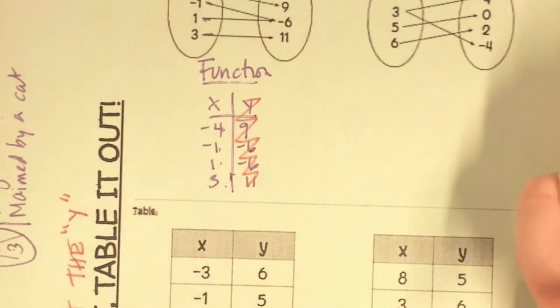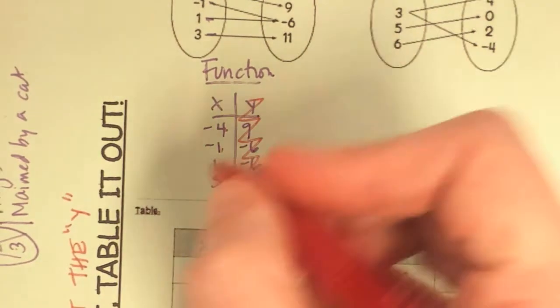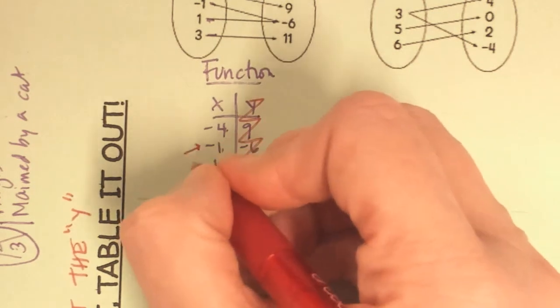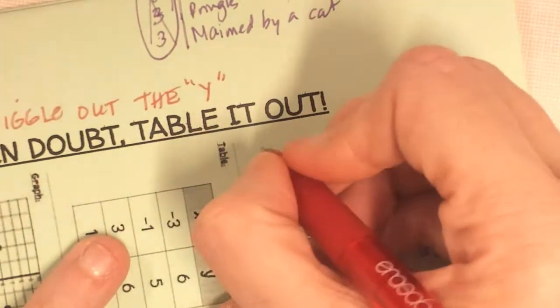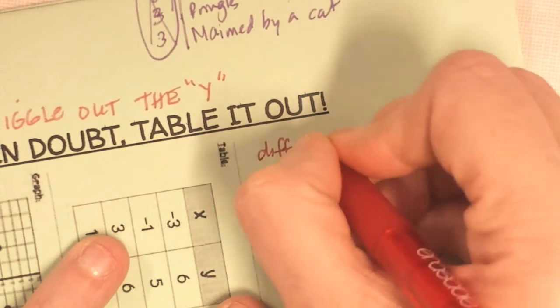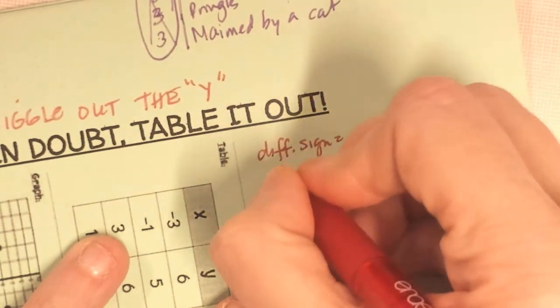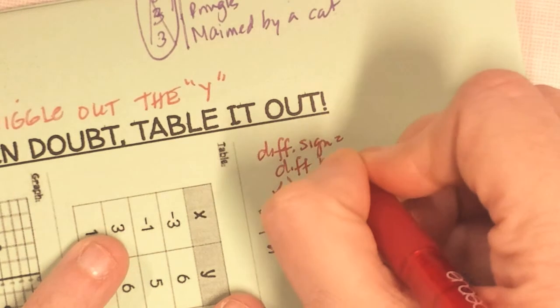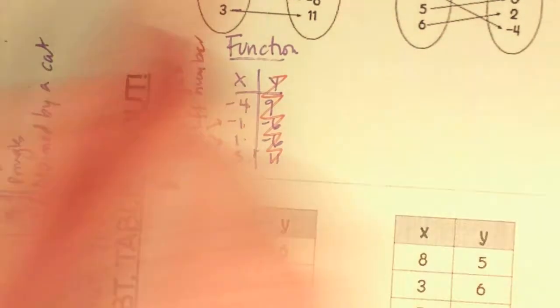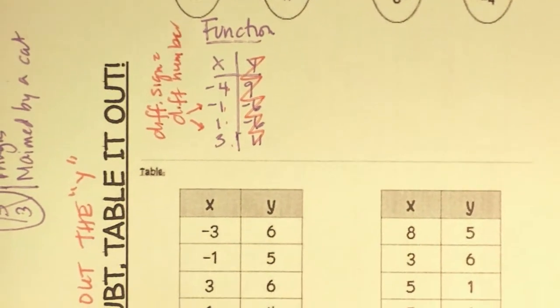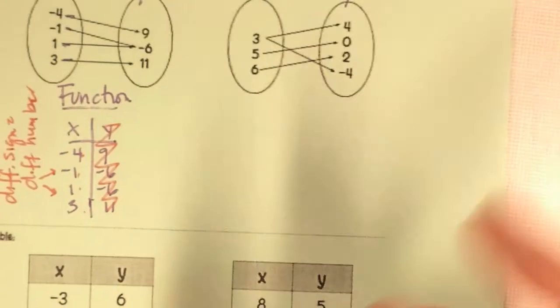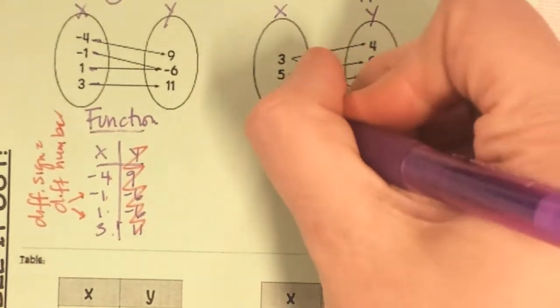Do I have more than one of the same number? I do not. Now look, I've got this 1 and this -1, but different sign means different number. So yeah, I've got a -1 and a +1, but they're not the same number. That means I owe $1, that means I have $1. Those are two entirely different things. Okay? Now let's look at this one, because this one is not a function.